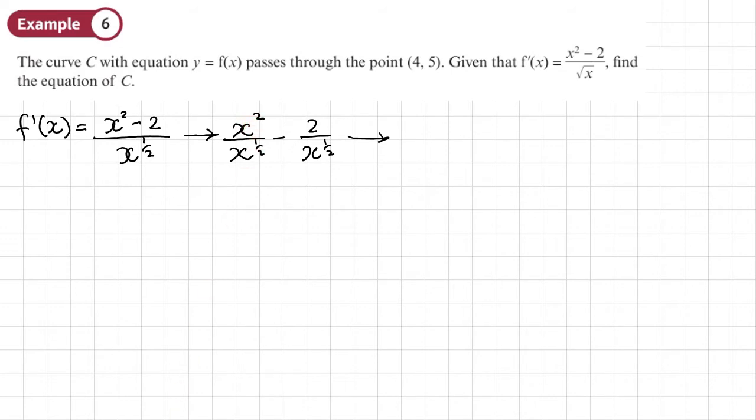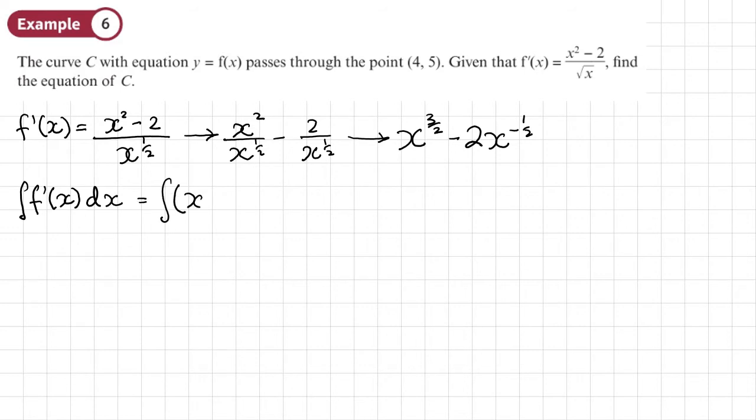So here I'll just subtract the powers. So that'll give me x to the power 3 over 2 minus 2 times x to the power negative a half. So that's what I'm going to integrate. So integrating f dash of x with respect to x is going to be integrating x to the power 3 over 2 minus 2 x to the power negative a half with respect to x, dx.